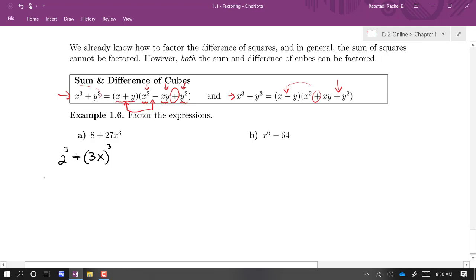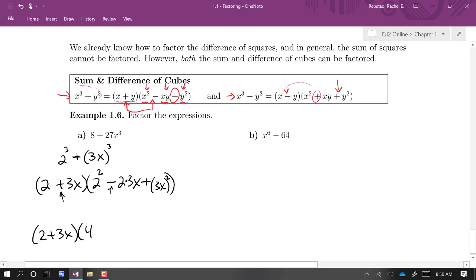So this sum of cubes is going to have a little factor and a big factor. So I have 2 plus 3x. The first thing I do is just remove those cubes. Then 2 times 2, 2 squared. Minus, because this sign always differs from this sign, one of each factor, 2 times 3x. And then we always end up on a plus, and then 3x squared. I'm going to just clean up that last factor. So we have 2 plus 3x times 4 minus 6x plus 9x squared.